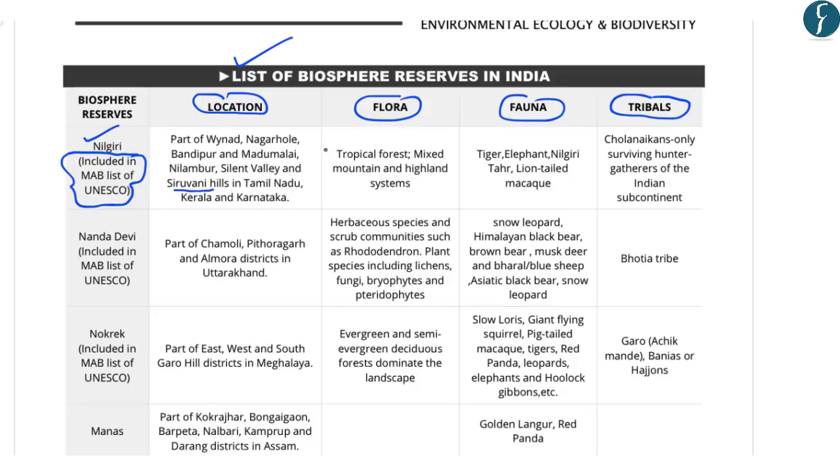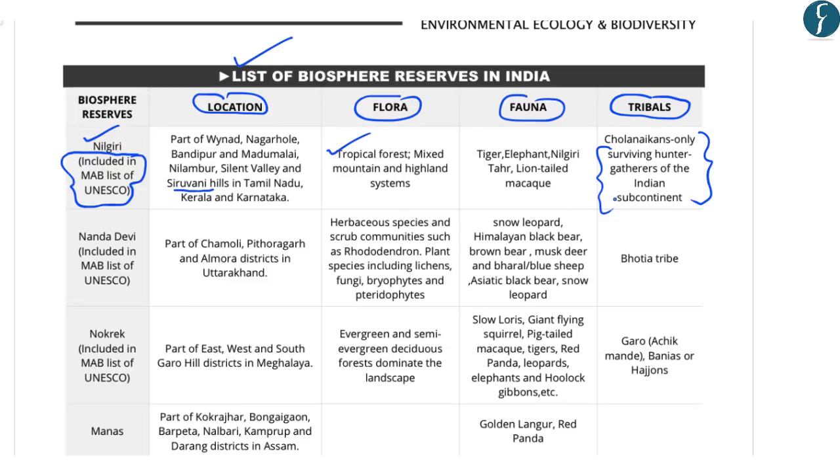And the flora that is found here is tropical forest. Fauna is tiger, elephants, Nilgiri, and it has some important tribal communities living inside it, which are the Chola Naikans, which are the only surviving hunter-gatherers in the Indian subcontinent. So all this information can be important for us from the preliminary examination.